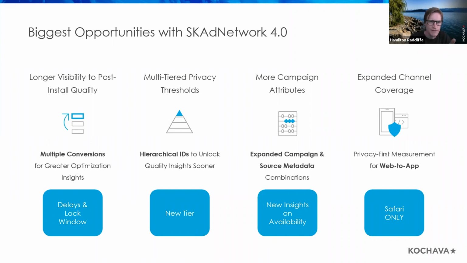So we all know on the left-hand side that you're going to get longer visibility to post-install quality. And that's coming in the form of multiple conversions. You only get one today, and in previous versions, you're going to get 3 going forward, all the way up to 35 days past the install. That's going to give you this rich data set of what happens post-install from your campaigns.